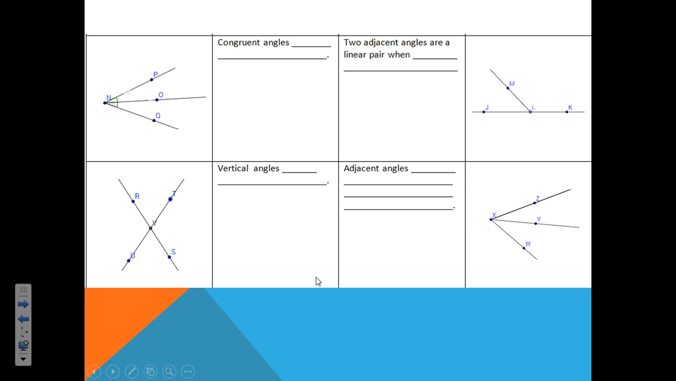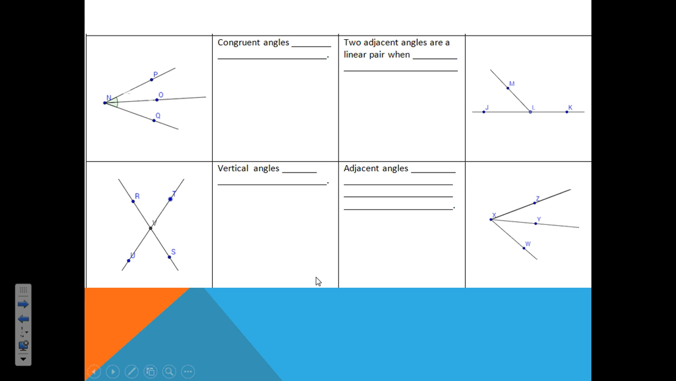Remind me again, adjacent angles are what? They have a common side, but no common interior points. Now, what does that mean? That sounds like geometry speak, right? Well, these two are adjacent angles, angle ZXY and angle YXW.